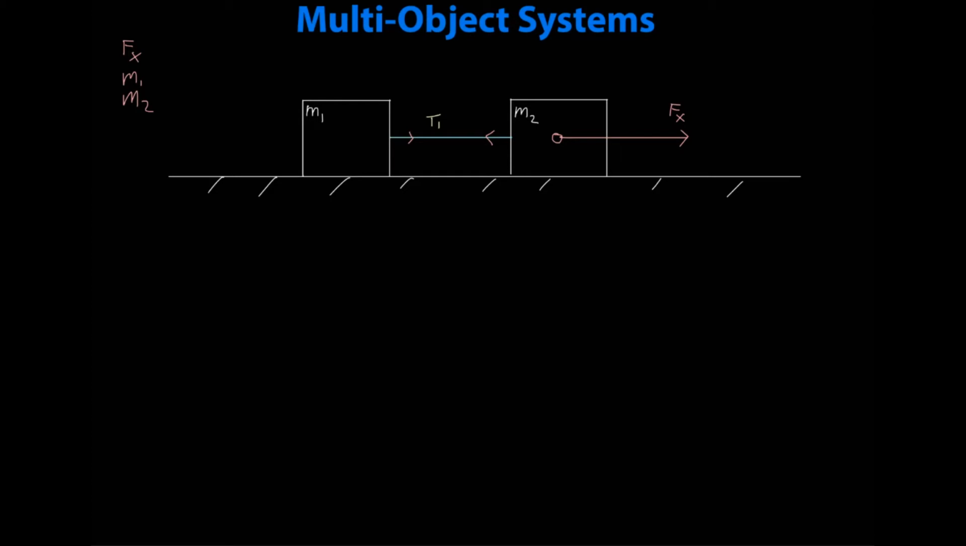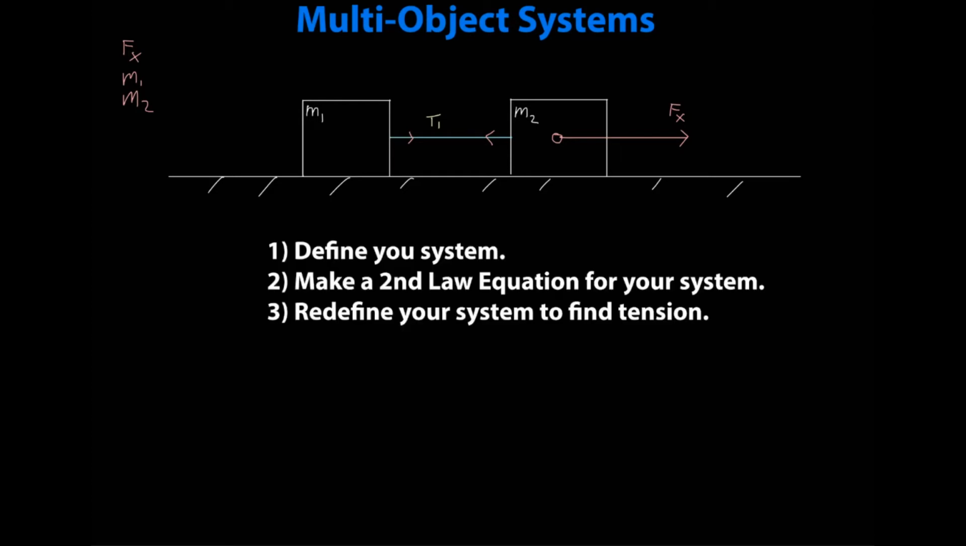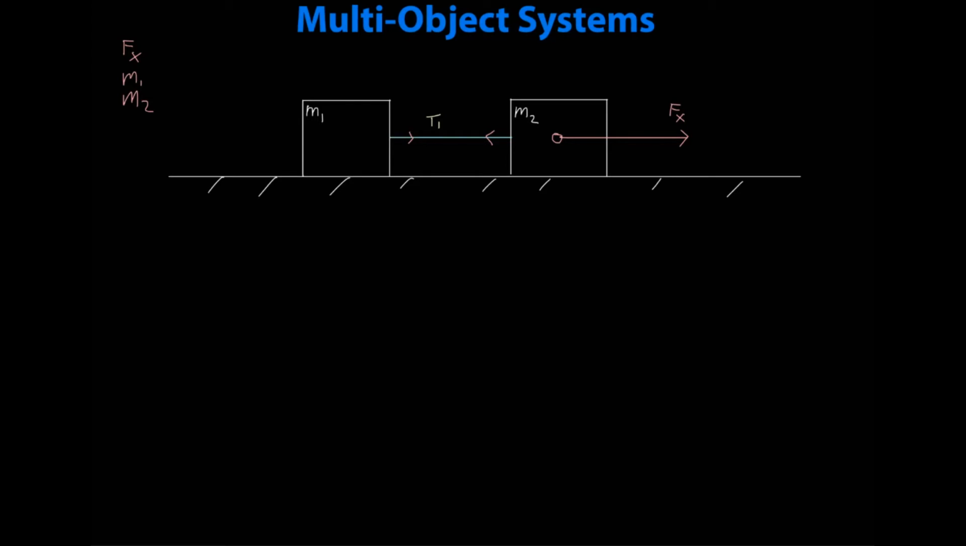Now, here are my steps. 1, define your system. So define what you are concentrating on. 2, make a second law equation for your system. This one should look familiar because you have seen it before. And you've seen it before because it is a very important technique to know and understand. 3, redefine your system to find tension. So identifying what your current system is very important. I'm going to show you how to do it.